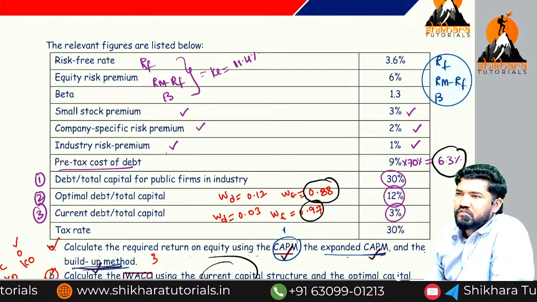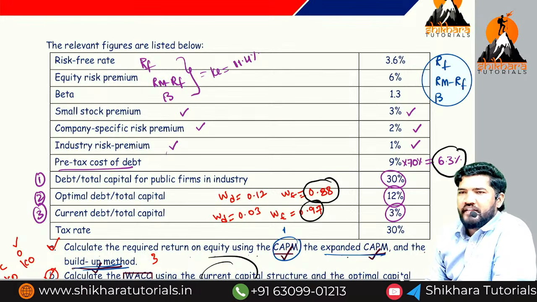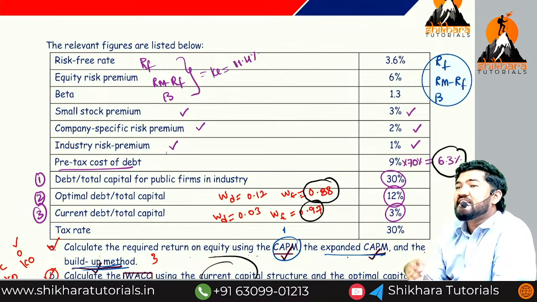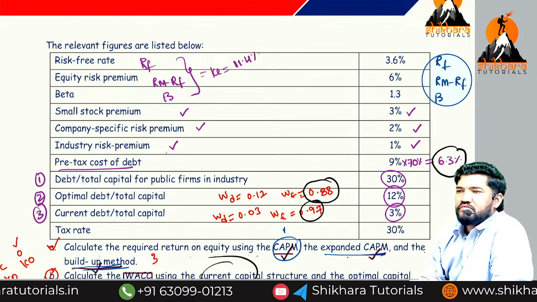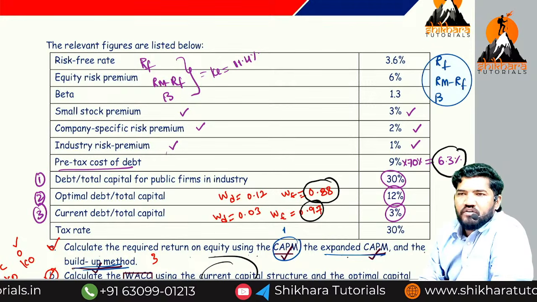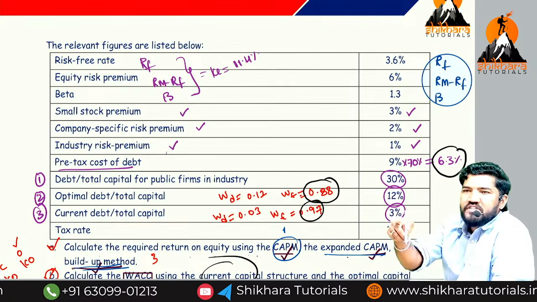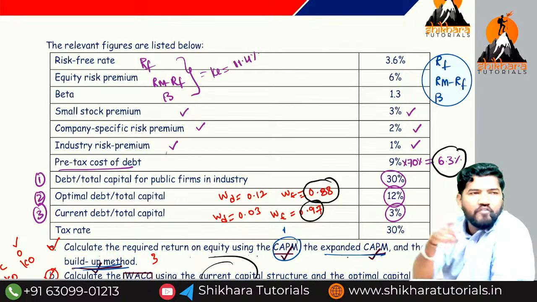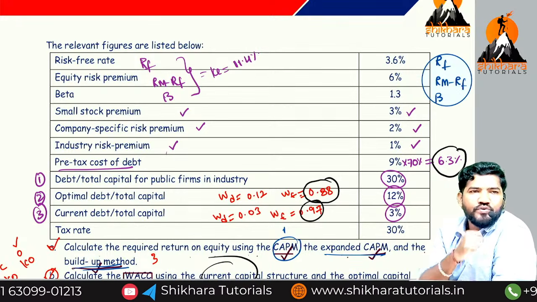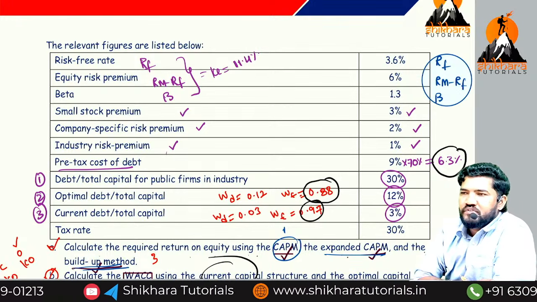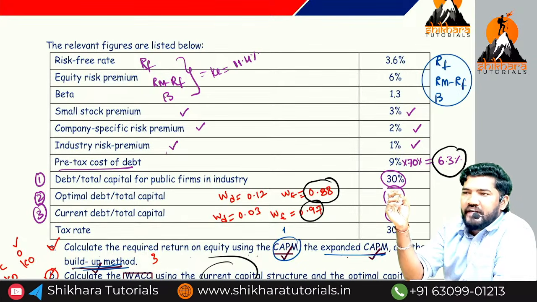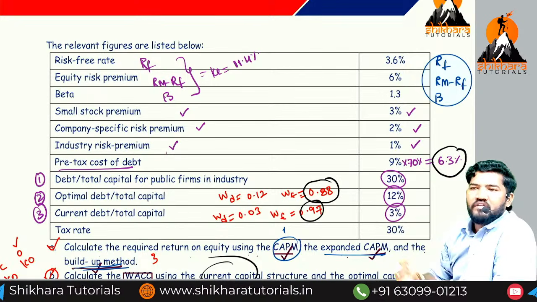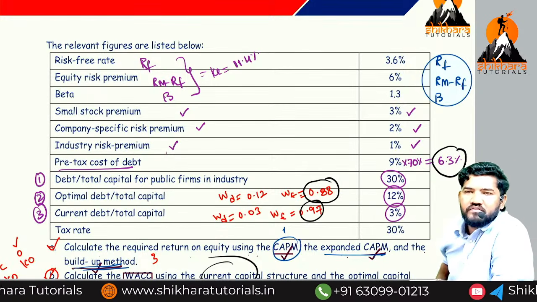What, Nana? 11 point? Okay, then fine. I can easily say expanded CAPM is more than that. Yes or no? Now for that, how much, Nana? 11.4. What are the things you have to add? Company specific, size, liquidity, country. Are those 4 elements there or not? Check, na.